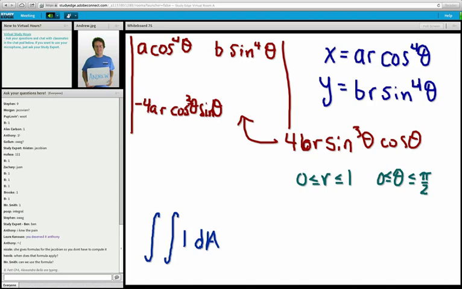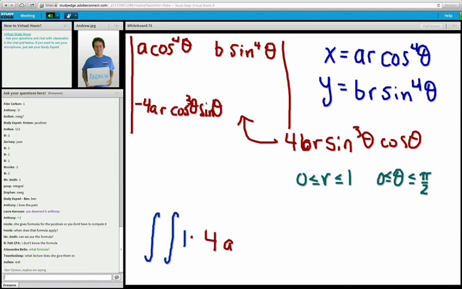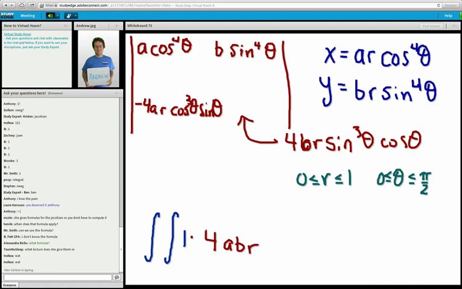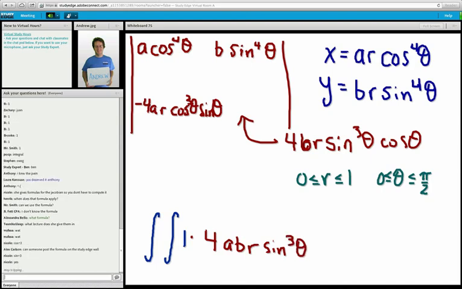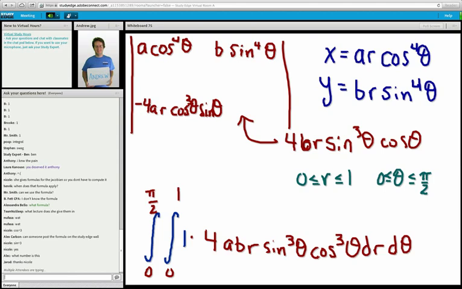Yeah, sure. With whatever formula that gives you, when you compute this Jacobian, this Jacobian ends up coming out to be, let's see, let me do this really quick, 4ab r sine cubed cosine cubed, something like this, yeah? dr d theta. And again, the bounds for r go from 0 to 1. The bounds for theta go from 0 to pi over 2.